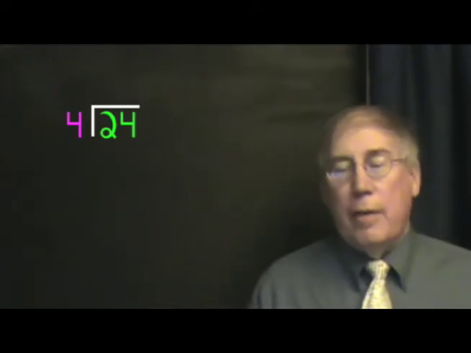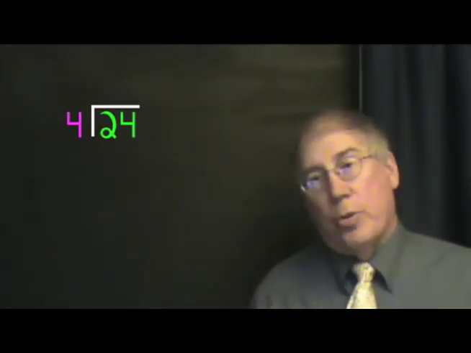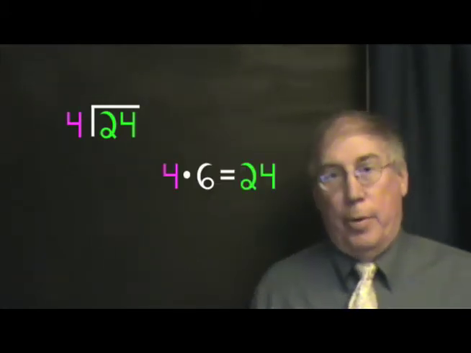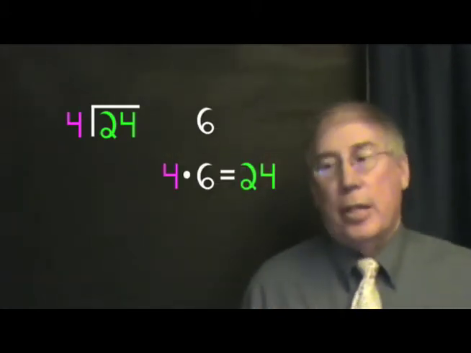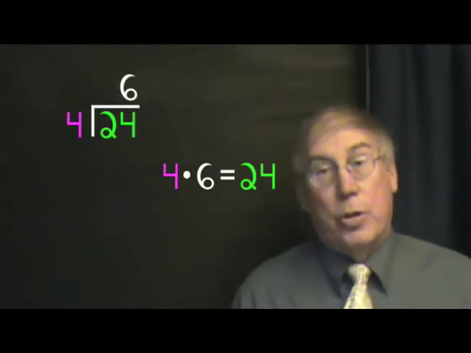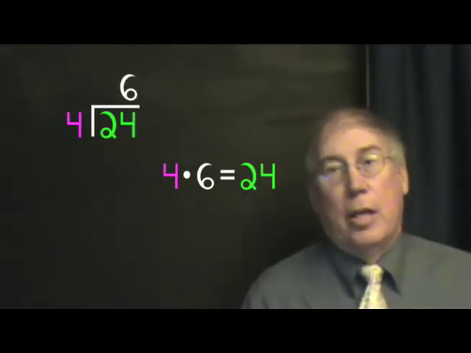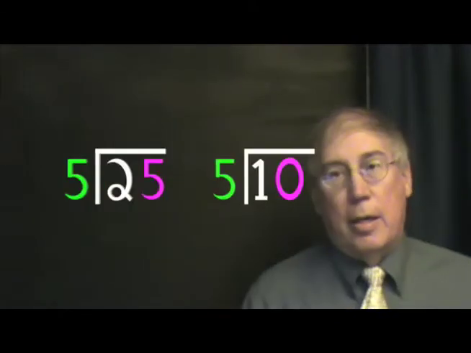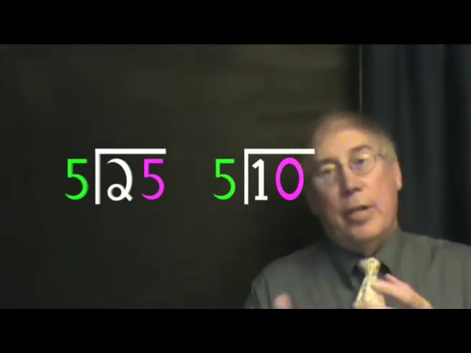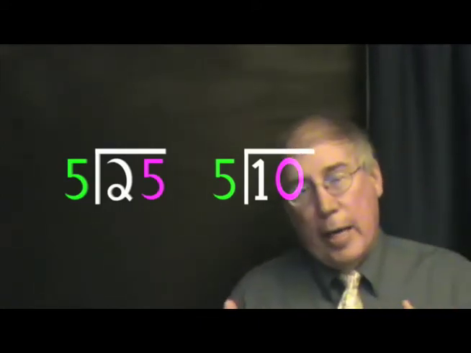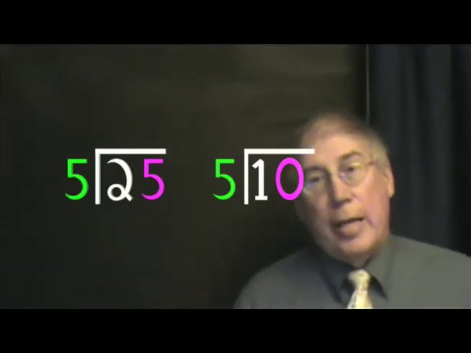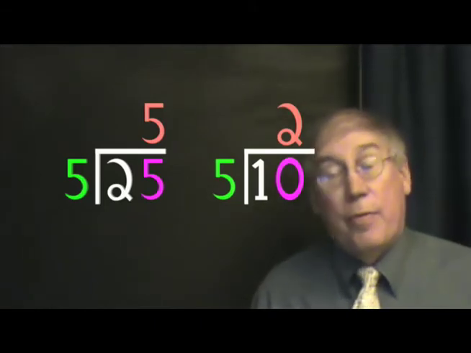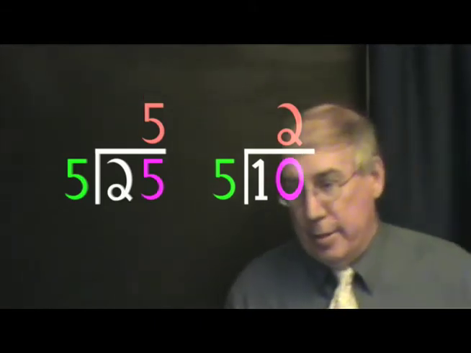So let's look at 4. How can you know whether 4 will divide evenly into a number? Well, if it's a multiple of the number, in this case 24. 4 times 6 will give you 24. So 24 is a multiple of 4. Let's go on to 5 next. If a dividend ends with a 5 or a 0, 5 will divide evenly into those numbers. So 5 goes into 25 5 times, and 5 goes into 10 2 times.